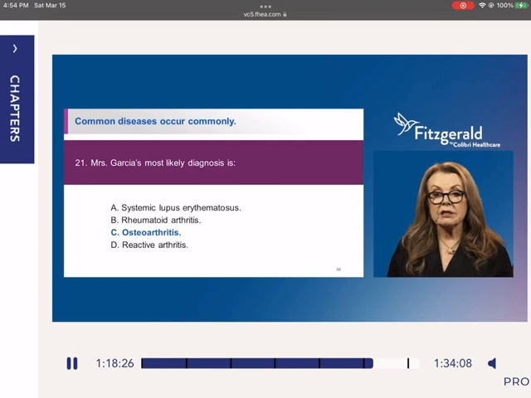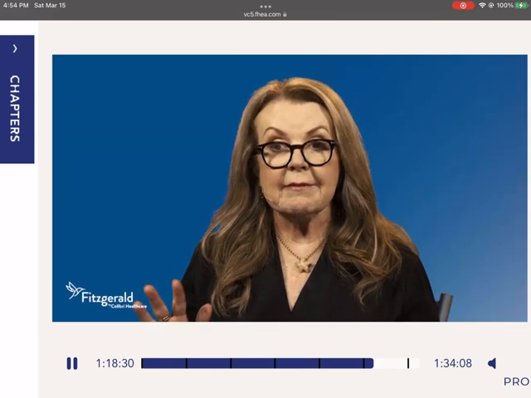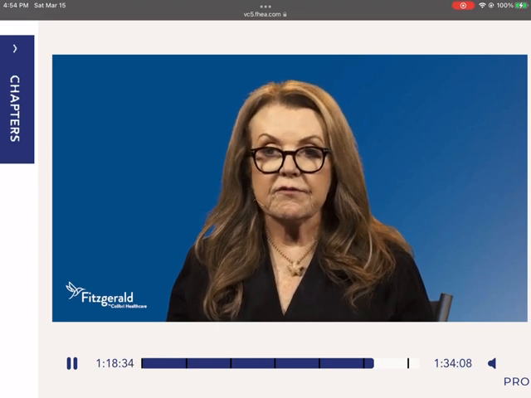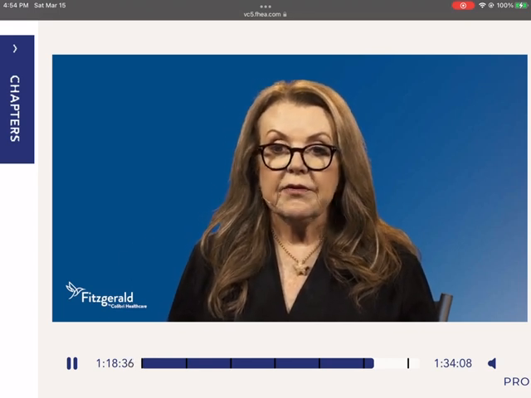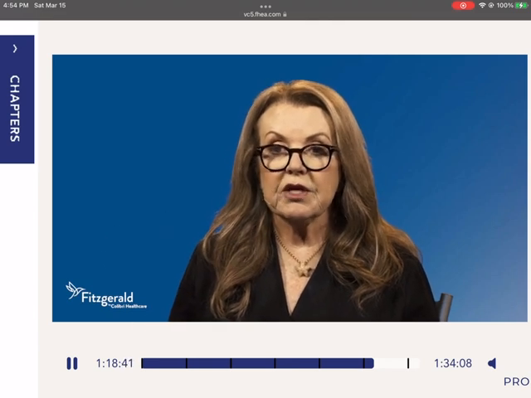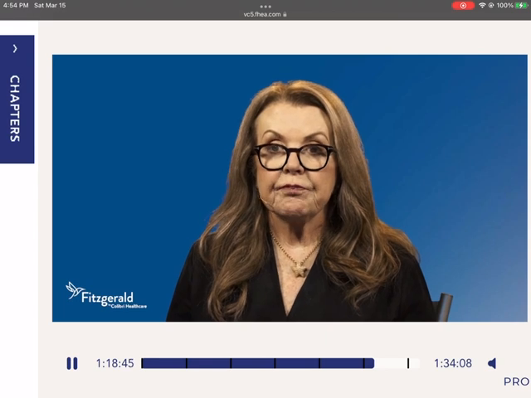By the way, reactive arthritis is a type of arthritis that can sometimes be seen with an infection. There are a variety of different infectious agents that could trigger reactive arthritis. Wouldn't even give that a thought with this case because no systemic illness is mentioned.